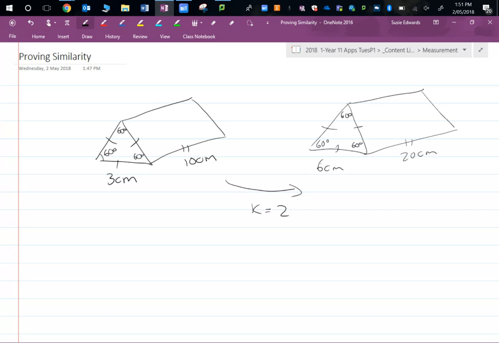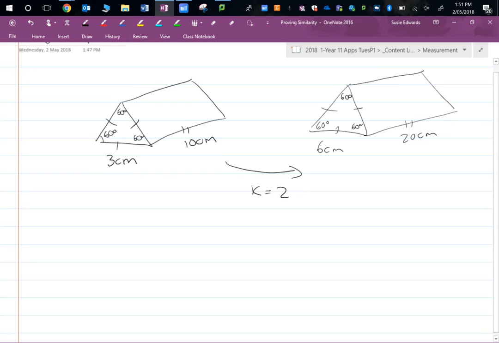All right, so even though these are similar shapes and that one is double the length, all the lengths are doubled, K is 2, what do you think the rule is for angles in similar shapes? Alex? What do you think the rule is for angles? They stay the same, okay?